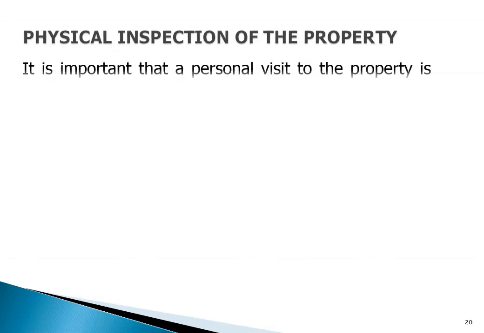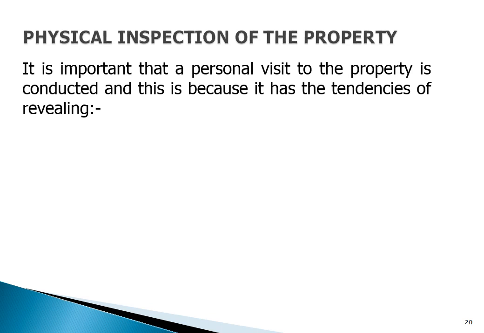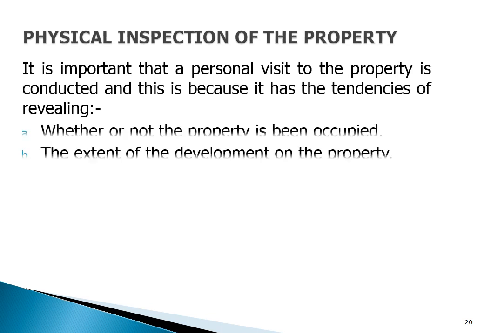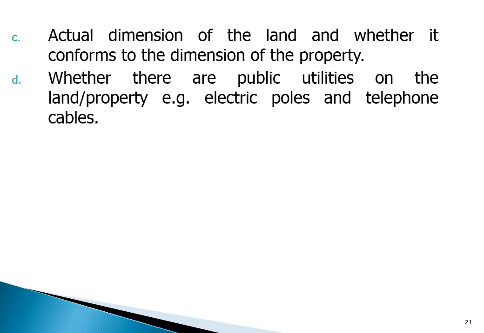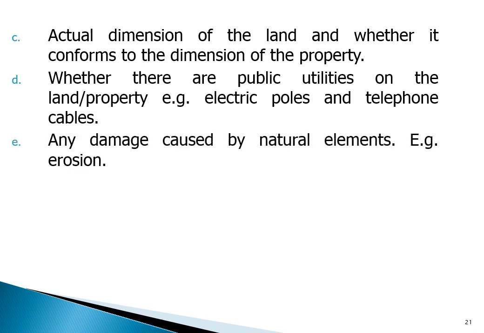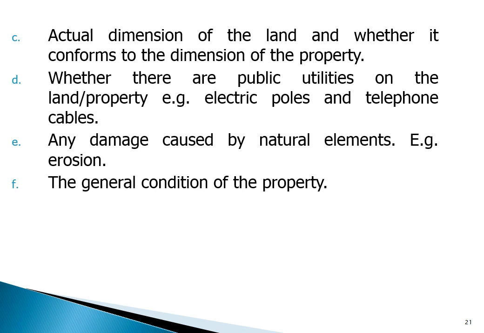Physical inspection of the property. It is important that a personal visit to the property is conducted, because it has the tendency of revealing: A. Whether or not the property is being occupied. B. The extent of the development on the property. C. The actual dimension of the land and whether it conforms to the dimension of the property. D. Whether there are public utilities on the land, e.g. electric poles and telephone cables. E. Any damage caused by natural elements, e.g. erosion. And F. The general condition of the property.